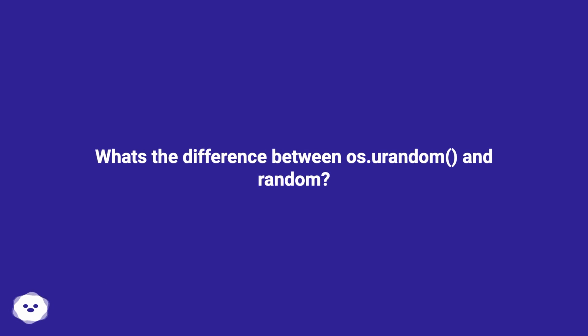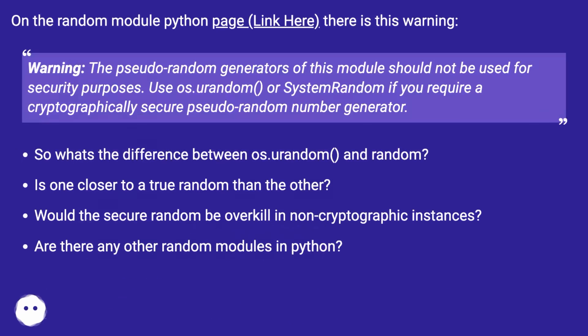What's the difference between os.urandom and random? On the Python random module page, there is this warning: "Warning, the pseudorandom generators of this module should not be used for security purposes. Use os.urandom or SystemRandom if you require a cryptographically secure pseudorandom number generator."